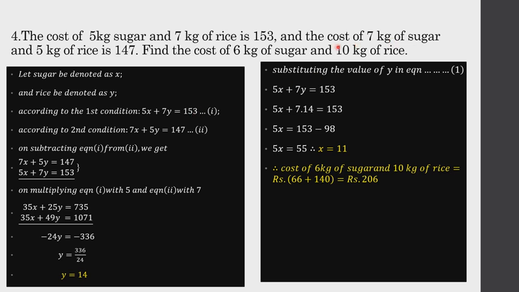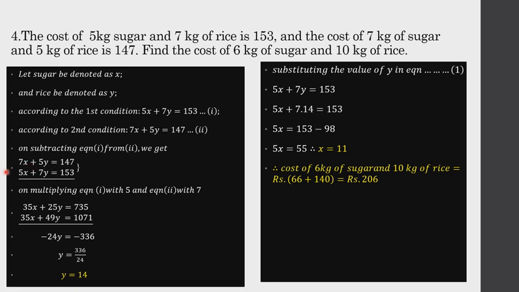Now the second condition: we have 7 kgs of sugar and 5 kgs of rice. That means we have 7x plus 5y, which is equal to 147. So we have two equations here. Now we are subtracting equation 1 from equation 2. We get 7x plus 5y is equal to 147, and 5x plus 7y is equal to 153. If you see here, none of the terms are equal. That means we need to make them equal.